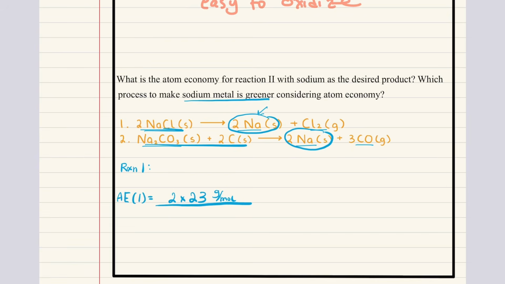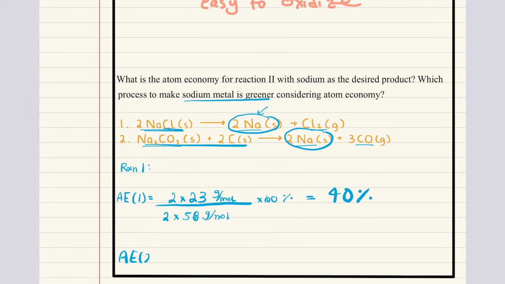The reactants are 2 moles of sodium chloride. Each mole of sodium chloride has a molar mass of 58 grams per mole. So the denominator is 2 times 58, which is 116 grams of reactants. When we divide 46 by 116 and multiply by 100%, we get about 40%. So reaction 1 has an atom economy of roughly 40%.